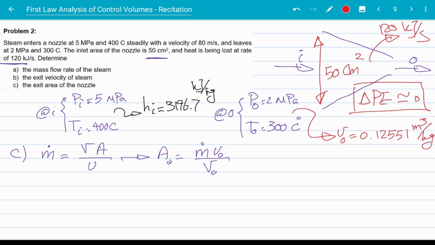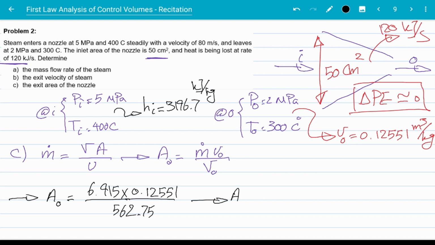Now I can plug in all my numbers and find the area of the outlet. So area is, m dot is 6.915 times the specific volume, 0.12551, over the velocity. From part B, we know it is 562.75. Do the math. You get that the area at the exit is 0.00154 meters squared, or 15.4 centimeters squared.